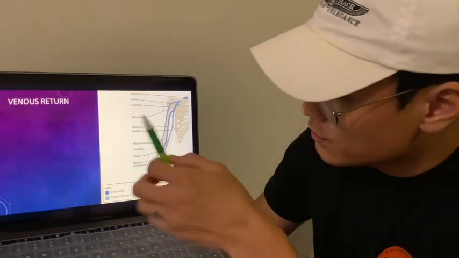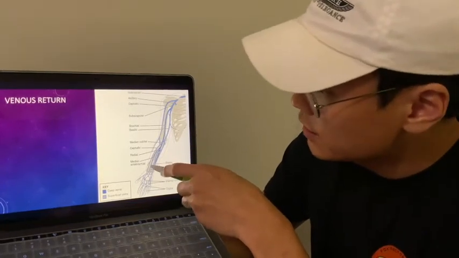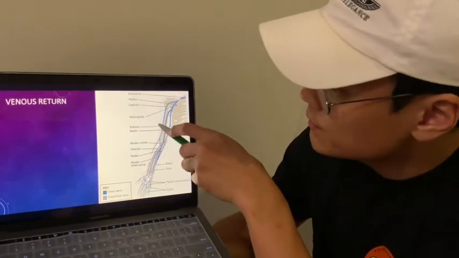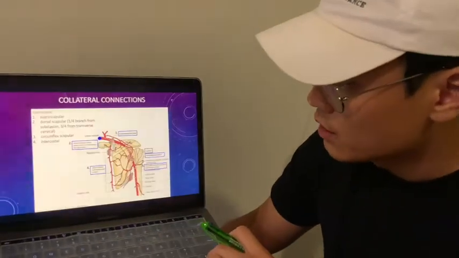For the superficial veins, the main veins are the basilic and the cephalic. They will continue to move proximally and drain into the axillary and the subclavian veins.